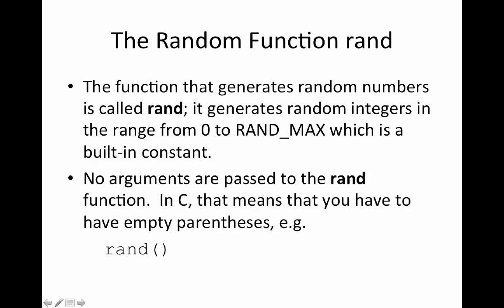Now the random function itself is called rand. What it does is it generates random numbers, random integers in the range from 0 to RAND_MAX, where RAND_MAX is a built-in constant. So again, rand by itself will generate a random integer in the range from 0 to RAND_MAX. You don't pass any arguments to the rand function, and in C that means you have to have empty parentheses. So for example, you'd say rand() to generate your random integer.